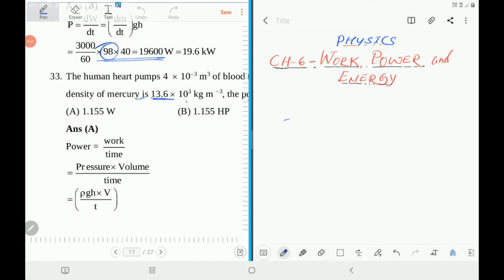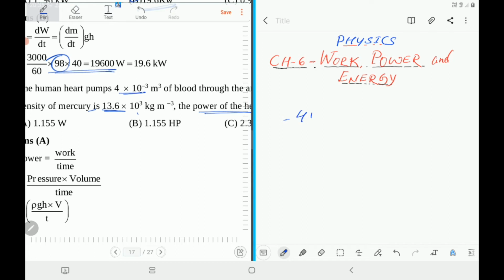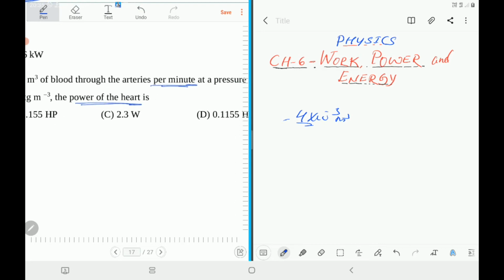Yes, children, here in this problem, the heart pumps blood with a volume of 4 × 10⁻³ meter cube. What is this? This is volume per minute. This much blood is pumped per minute. Per minute means 60 seconds.